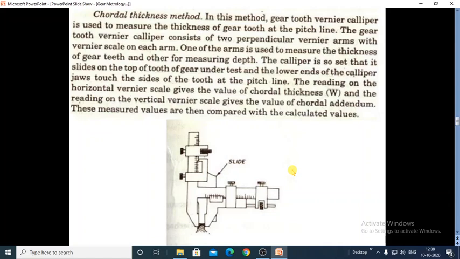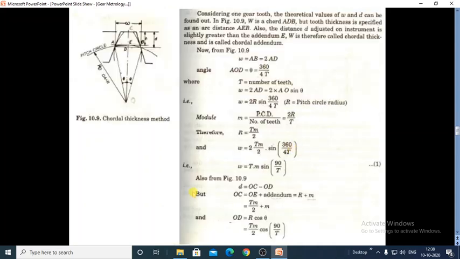So it does not exactly give accurate measurements. That's why, after taking the value, it is verified with the calculated values. And how to calculate, here we see. Here you can see we are interested in this W, W plus H, both these values. Here you can see the derivation.